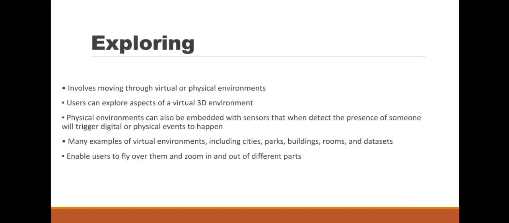Exploring involves moving through a virtual or physical environment. Users can explore aspects of a virtual 3D environment. A physical environment can also be embedded with sensors that detect the presence of someone and trigger digital or physical events to happen. Many examples of virtual environments include cities, parks, buildings, rooms, and datasets. They enable users to fly over them and zoom in and out of different parts.